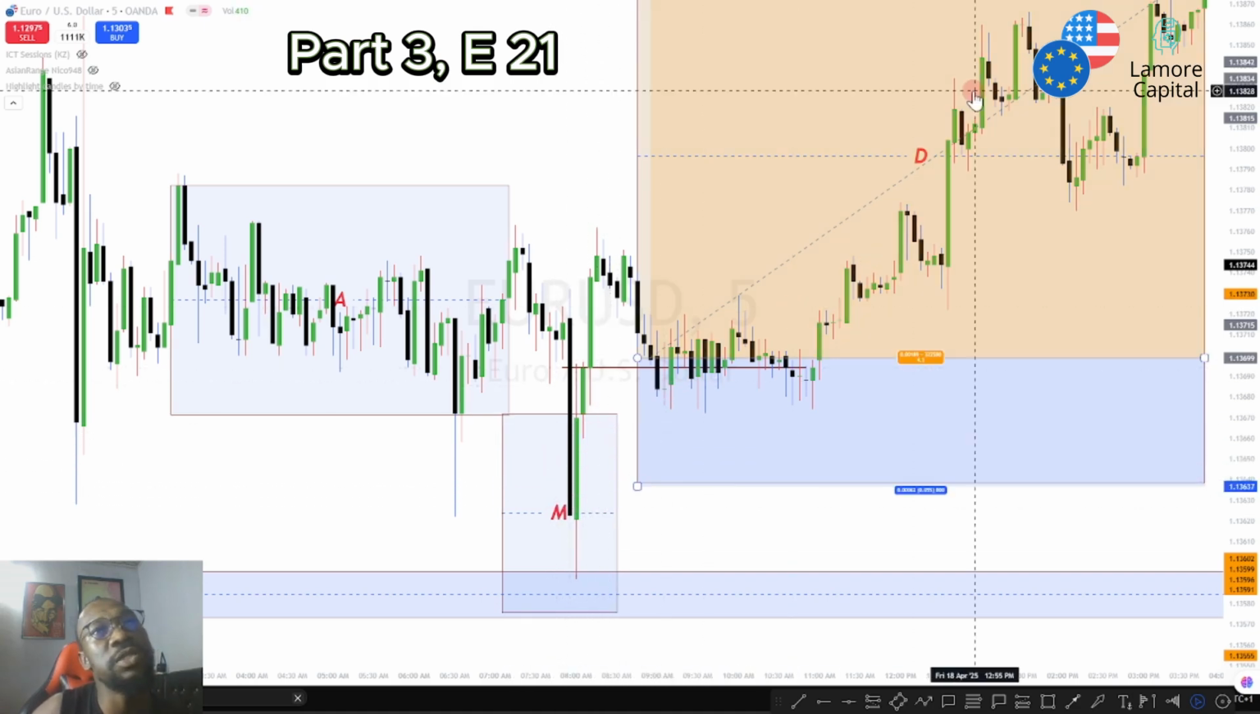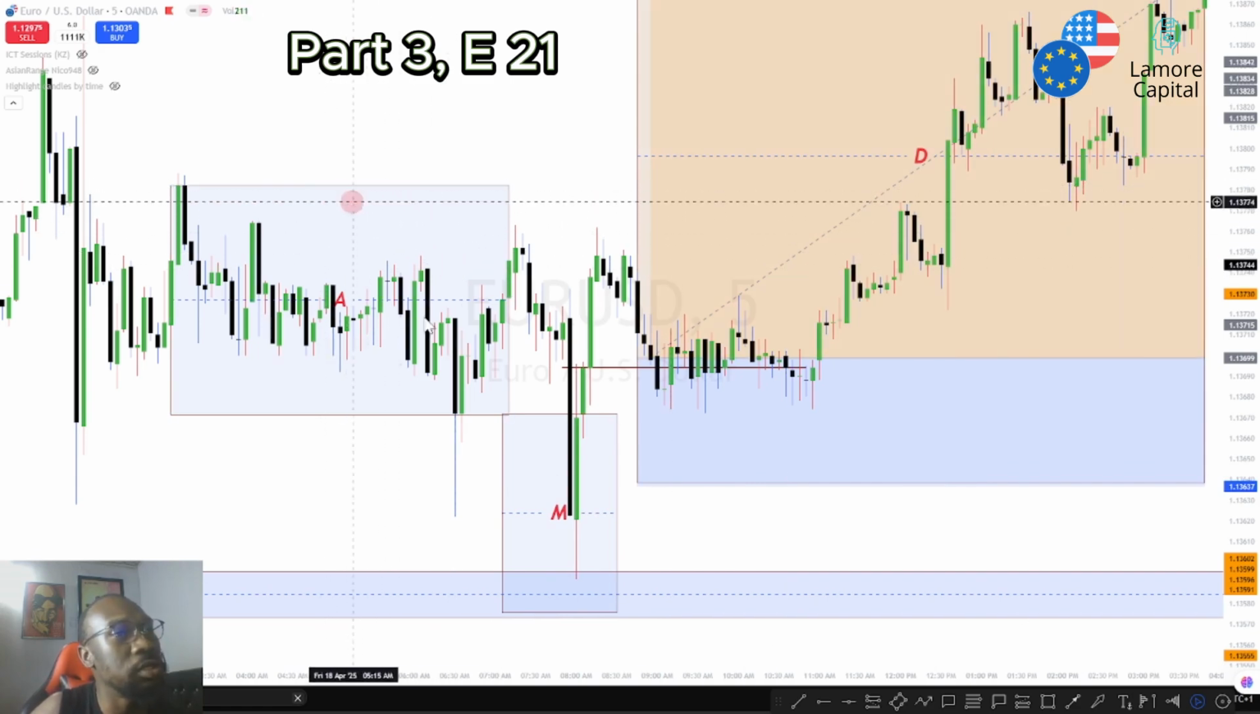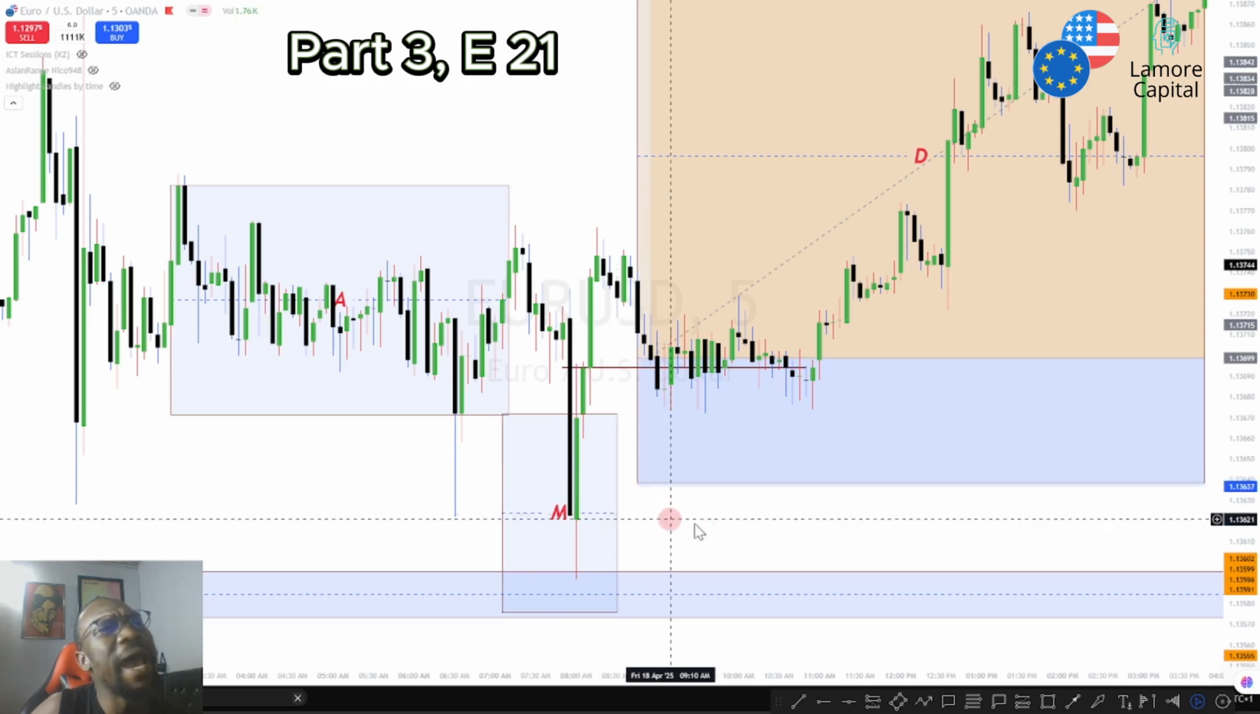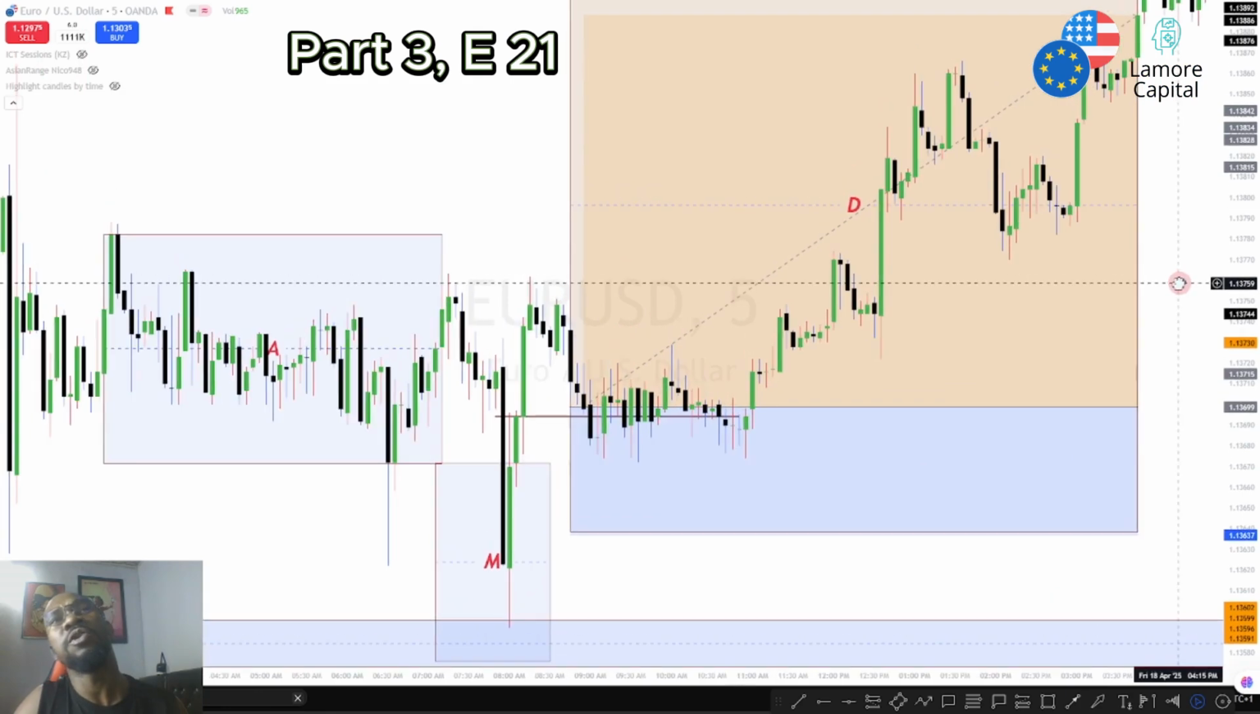After manipulation, then you see an expansion. So after I saw this AMD, I saw this accumulation, I saw this manipulation, I had to wait for the kill zone. I have to wait for London kill zone.